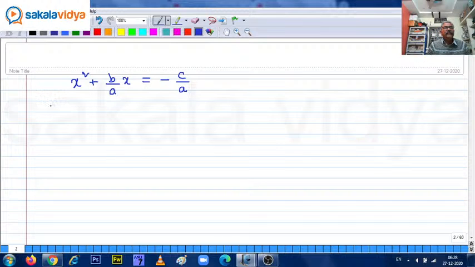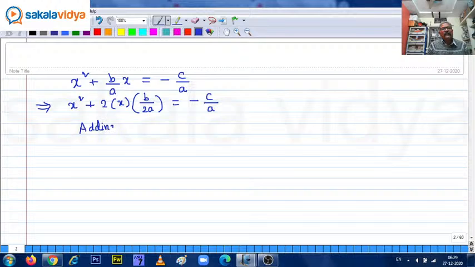So how to write that? First let us write like this: x square plus, this can be written as 2 times x times b upon 2a, equal to minus c by a. Now we need to add the b square term to complete the square, adding b by 2a whole square, which is nothing but b square by 4a square, on both sides.